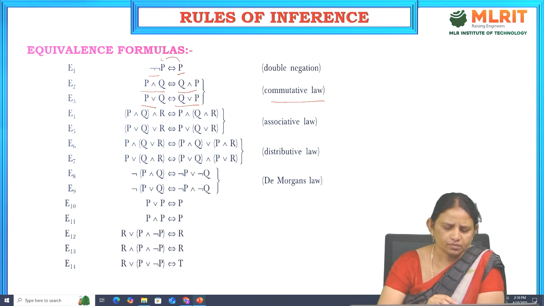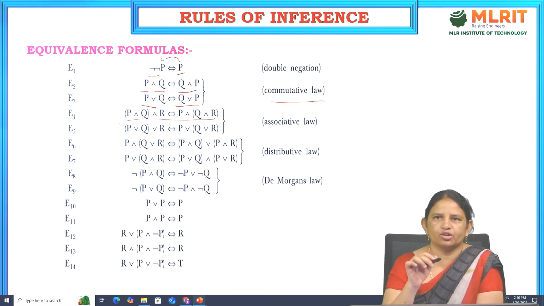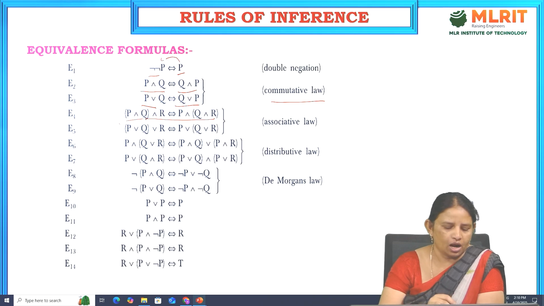Next, the associative law, which is just a replacement of the parentheses. P and (Q and R) is written as (P and Q) and R. You just have to replace the parentheses. That is called the associative law. The same is applied for the OR operation. P or (Q or R) implies (P or Q) or R. That is called the associative law.